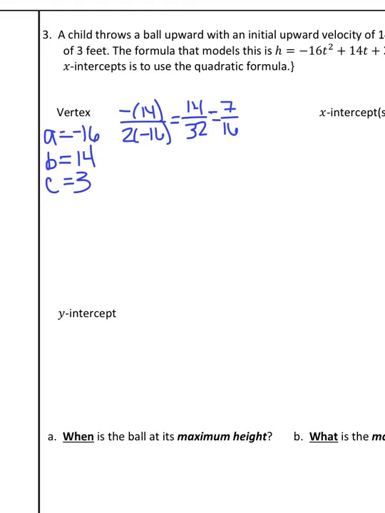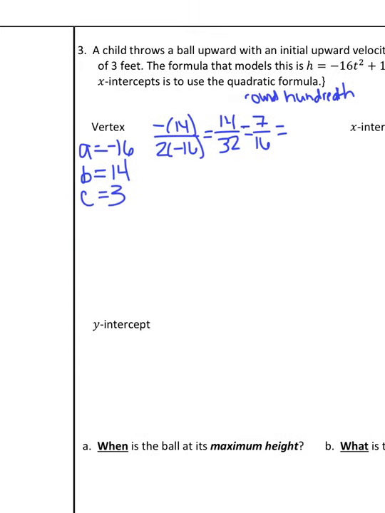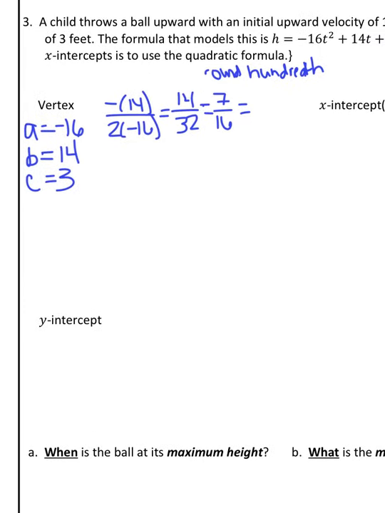Now, since we are going to be answering questions about time and height, you should go ahead and find a decimal equivalent rounded to the nearest hundredth. When we were solving with the quadratic formula, we asked you just to keep it in radical form. When we're doing these word problems, we want to go ahead and make it decimals and round to the nearest hundredth. So 7 divided by 16 is 0.44. So if I'm looking for my vertex, I have 0.44.